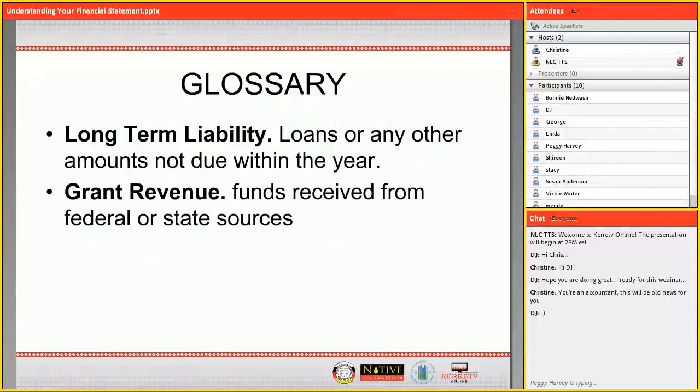Here we go. Long-term liability: a loan or any other amount not due within the year. Grant revenue: funds received from federal or state sources. You know what a grant is. You know how to recognize it, but we'll talk more about that in a second. Got a question?